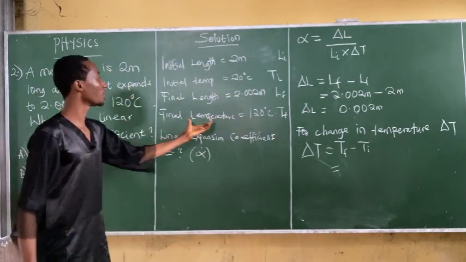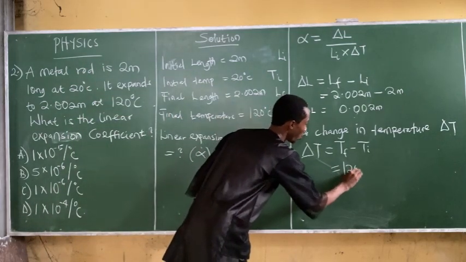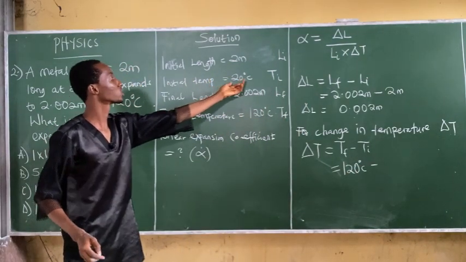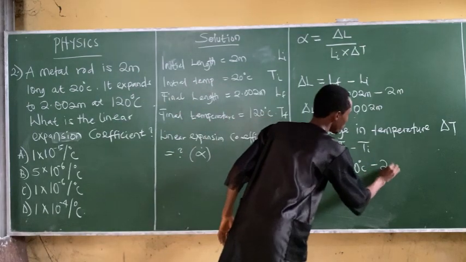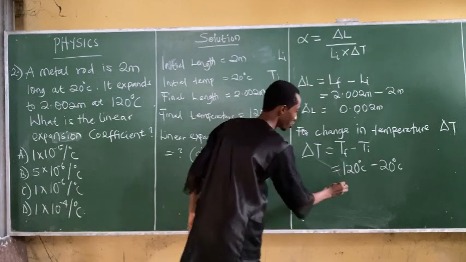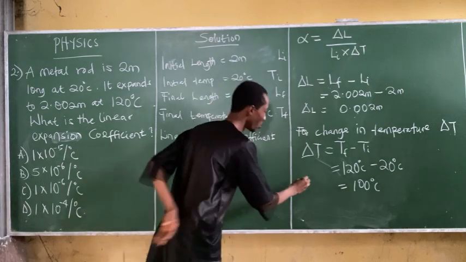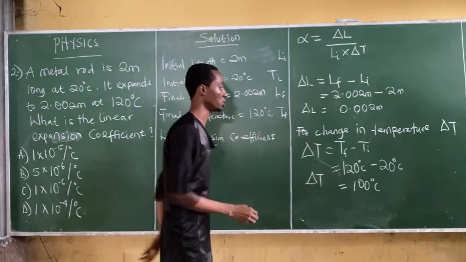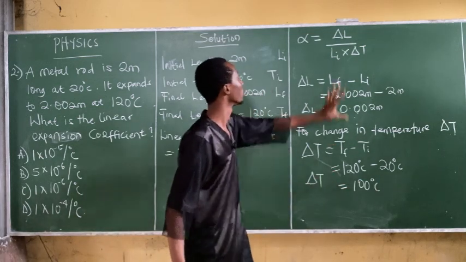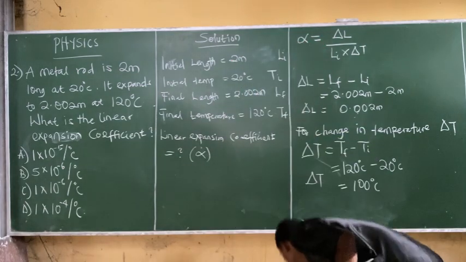From the question, the final temperature given is what? 120 degrees Celsius. So we have 120 degrees Celsius minus the initial temperature, which is 20 degrees Celsius. 120 degrees Celsius minus 20 degrees Celsius gives us 100 degrees Celsius. Therefore, our change in T is 100 degrees Celsius. We have gotten these two values now. Let's input it into this formula to get our linear expansion coefficient.